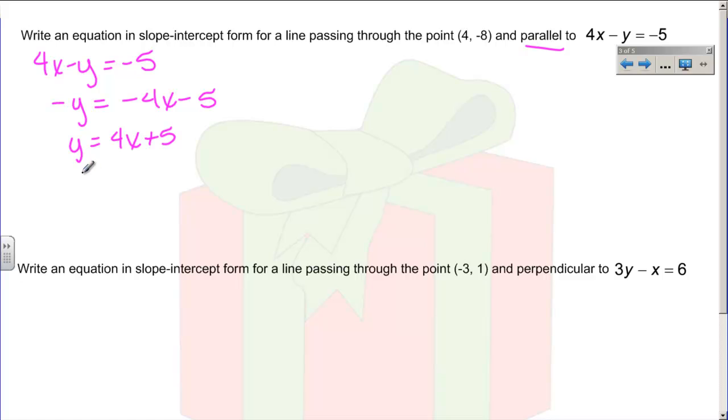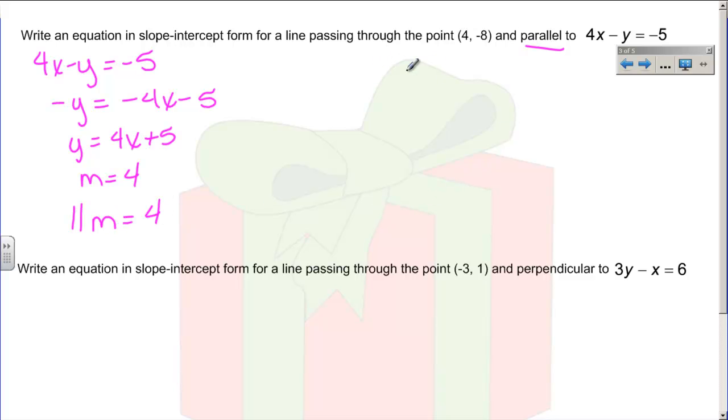And from here, I can now identify that the slope is 4 because that's the number in front of the x. Well, if the slope of this line is 4, then the slope of a line parallel to it will also be 4. So here is the slope I need to use. This is my slope. A parallel, this is the symbol for parallel slope, is going to be 4.